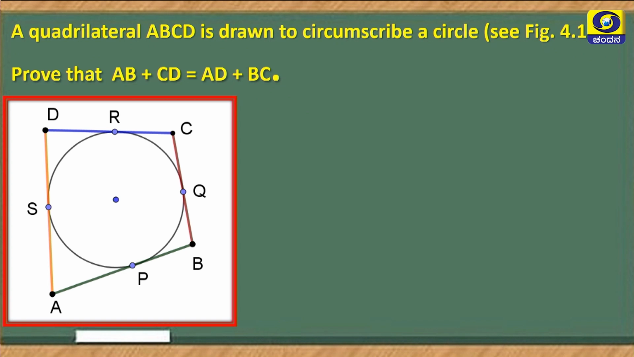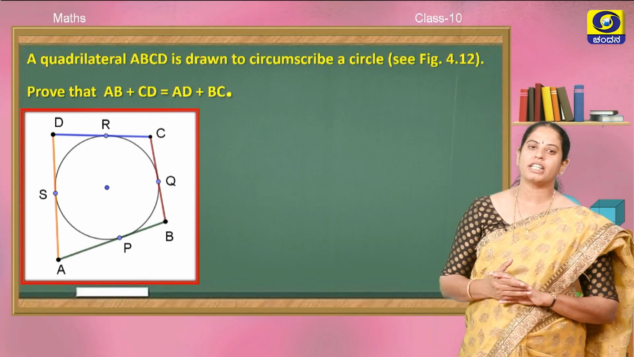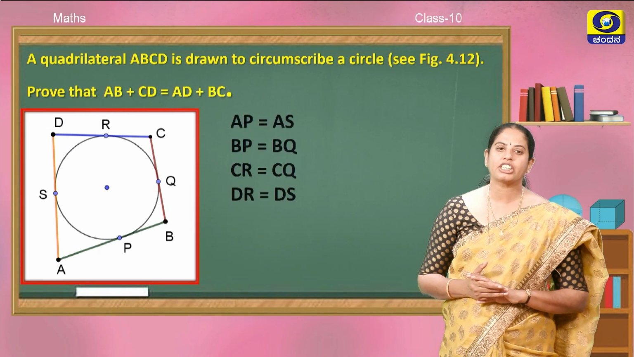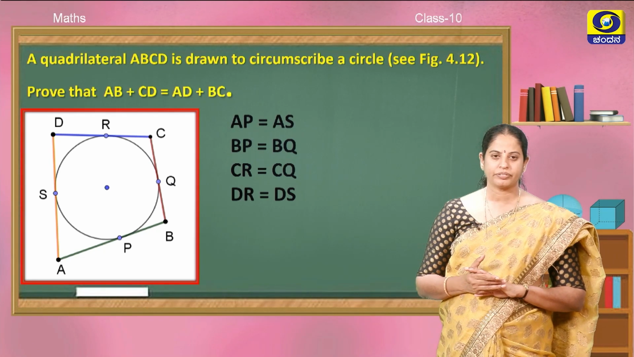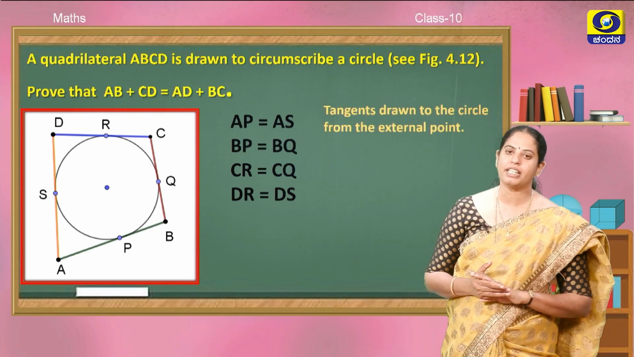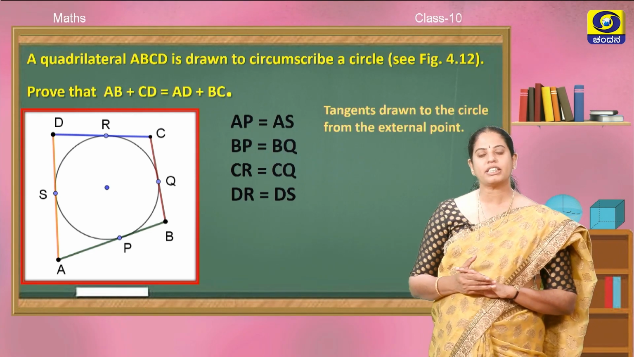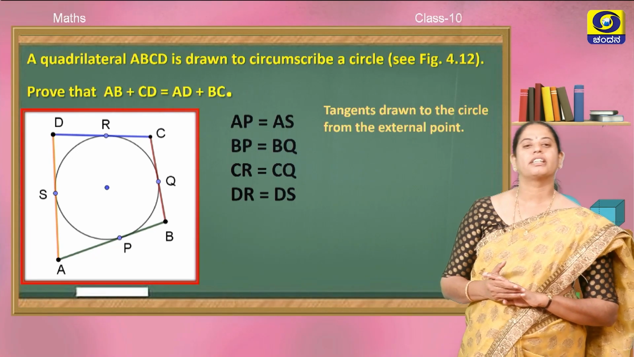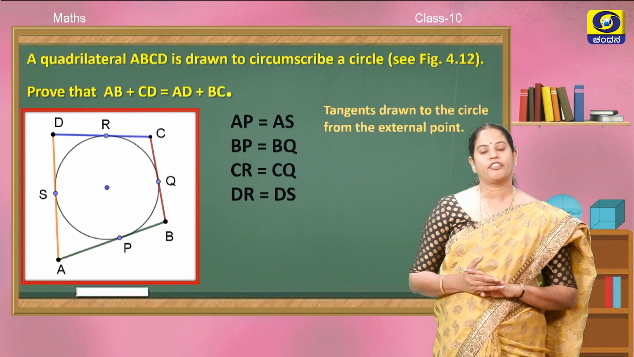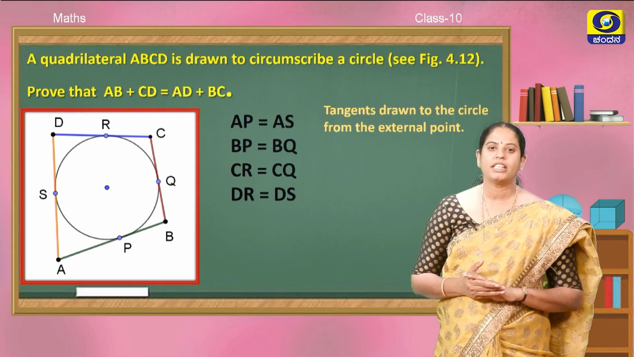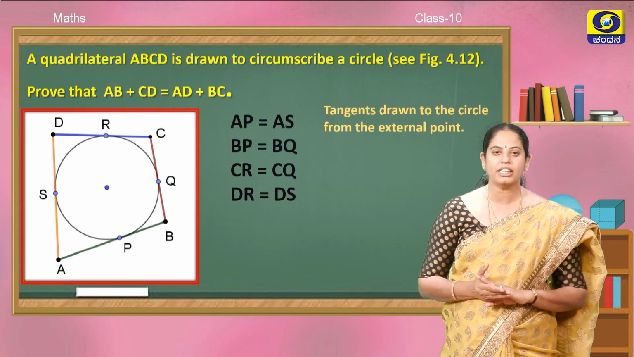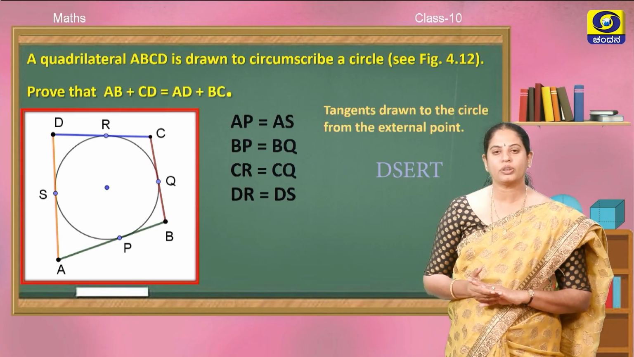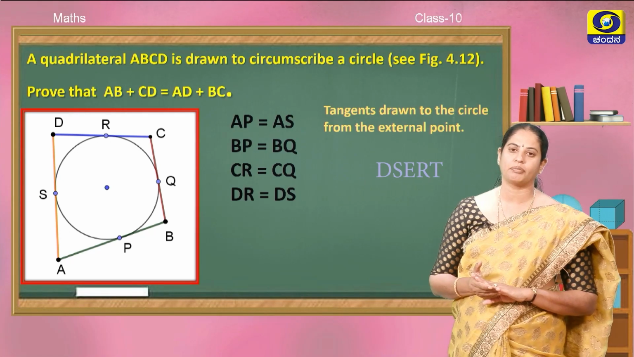So, if you observe the points A, B, C, D, the vertices of the quadrilateral, they are external points to the circle. AP and AS are the tangents drawn to the circle from A. BP and BQ are the tangents drawn to the circle from the vertex B. Similarly, CR and CQ are the tangents drawn to the circle from the external point C, and DR and DS are the two tangents drawn to the circle from the external point D.